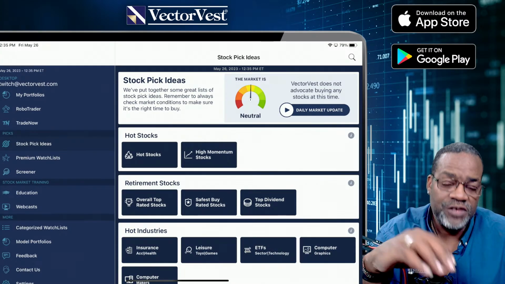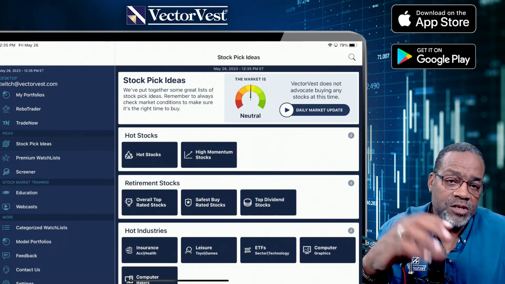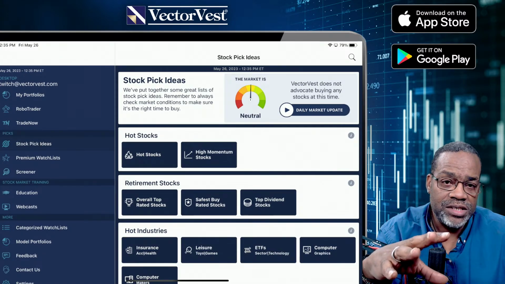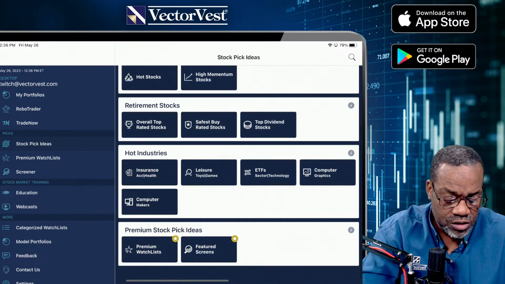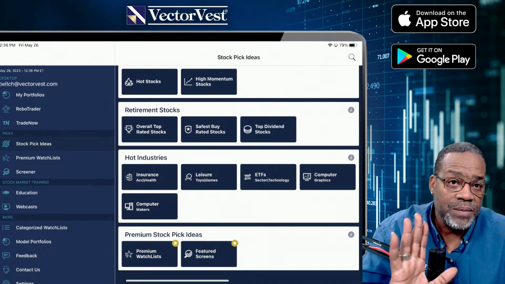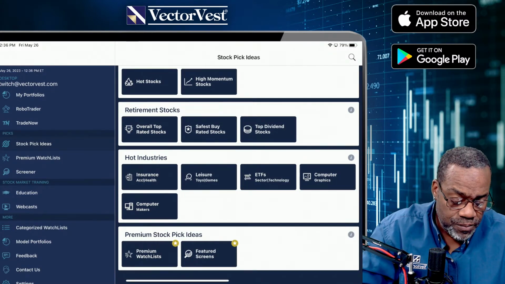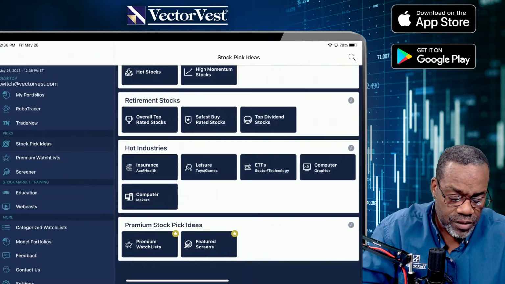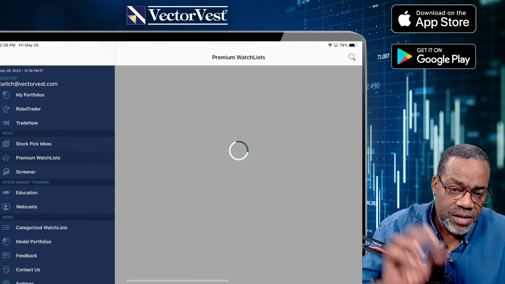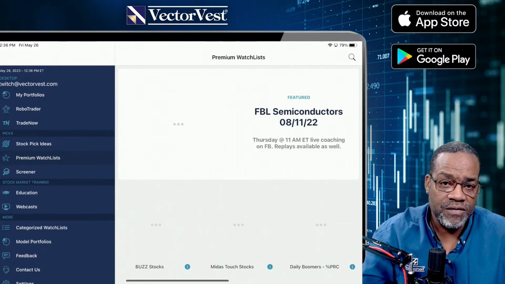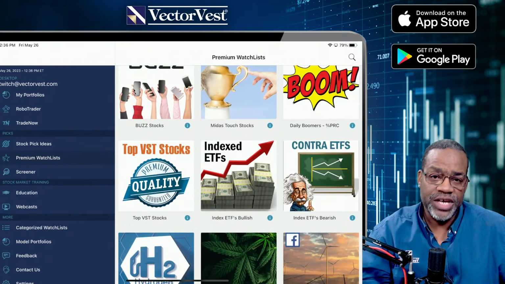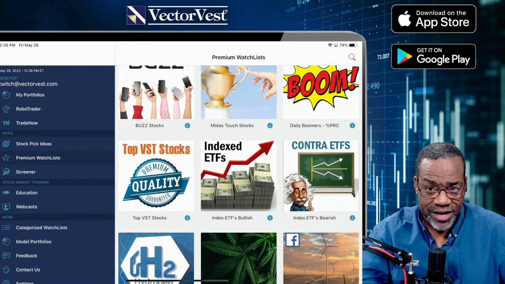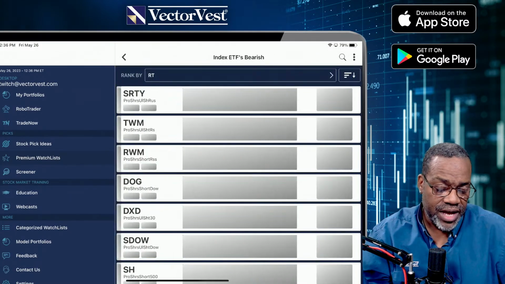Now, let's flip the script. Because all of the other timing signals are down, one spot that I would love for you to look at, especially if you've got the premium watch list, click on the premium watch list. Something that's ideally suited for the current market's conditions would definitely be contra ETFs. So if you've got the premium, click on contra ETFs.